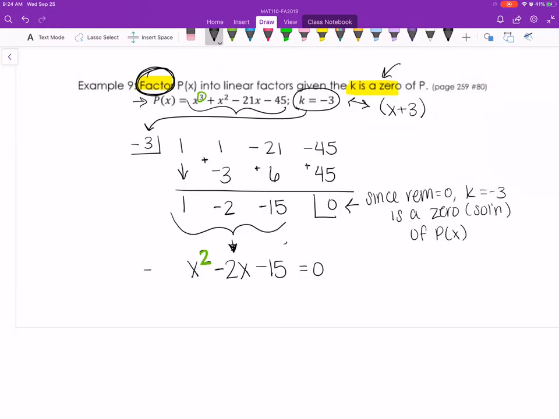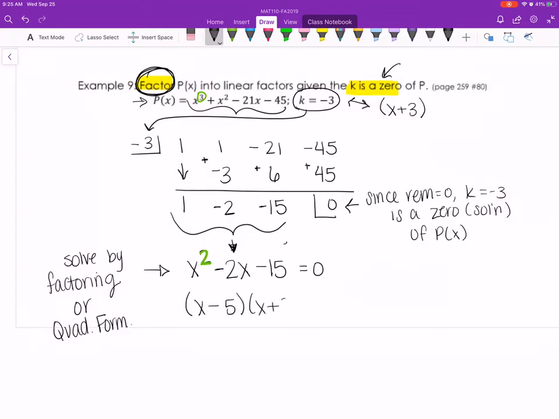Now I need to solve this by either factoring, which is always my first choice because it's easiest. Not everything will factor though, so if you can't factor it, then you're going to have to go to the quadratic formula, which, if you remember from the last chapter, will always work. This one does factor. It's going to give me x minus 5 and x plus 3, because I'm looking for two numbers that multiply to -15. -5 times +3 gives me -15, and I want them to add to -2. -5 plus 3 indeed gives me -2.